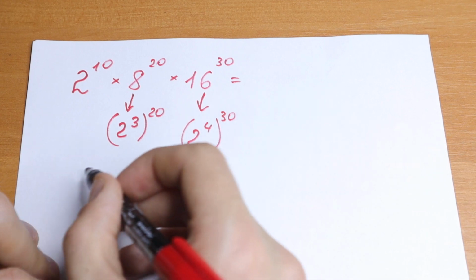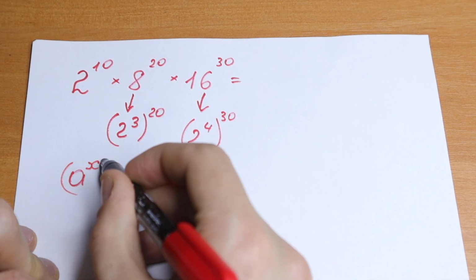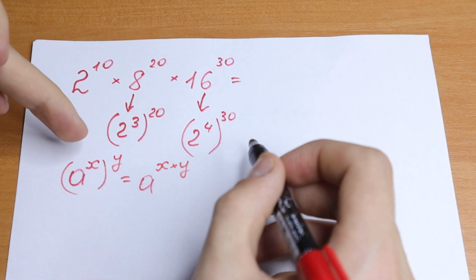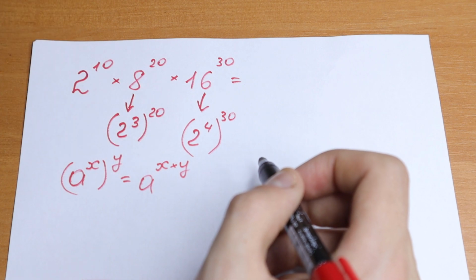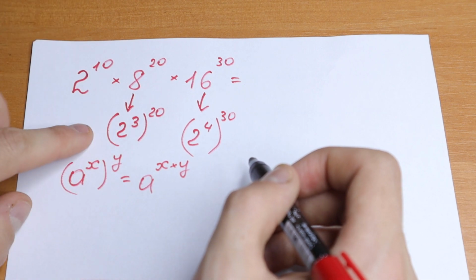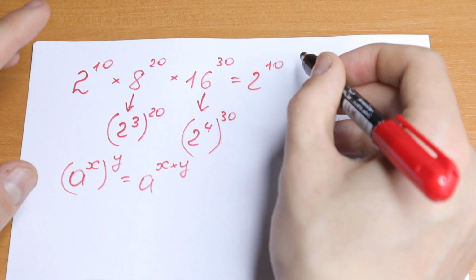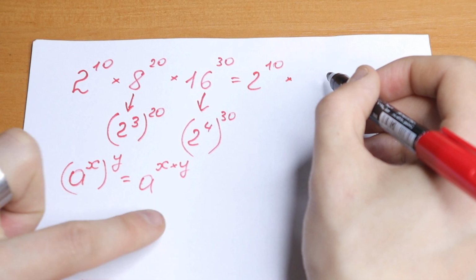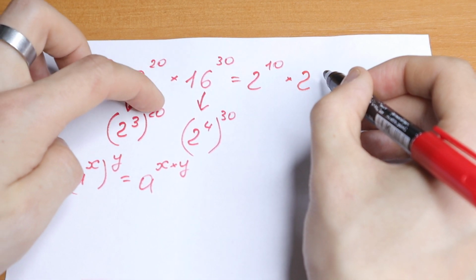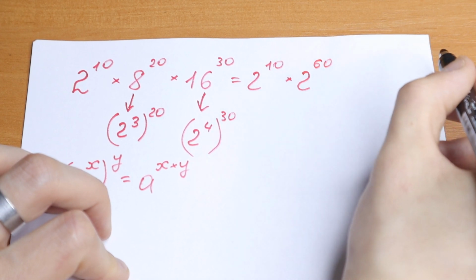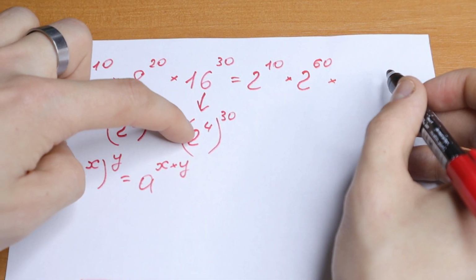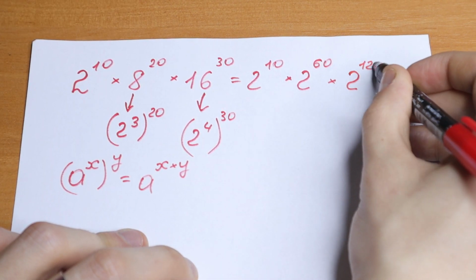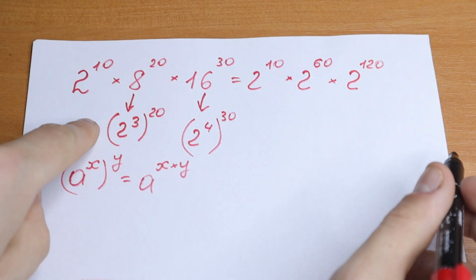If we have 8 to the power x raised to the power y, we need to multiply the powers: 8 to the power x times y. It's not hard to see. Take a look at what we will have. We will have 2 to the 10th power, the first element, times 2 cubed to the 20th power. If we use this rule, we will have 2 to the power 3 times 20, which is 2 to the power 60, and times 2 to the power 4 times 30, which is 2 to the power 120. So we just simplify this using this logic.